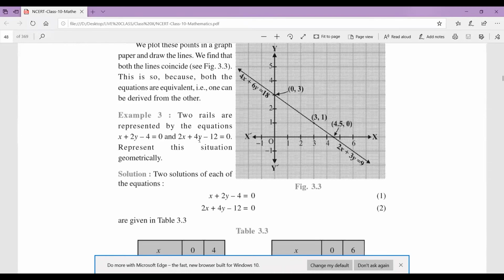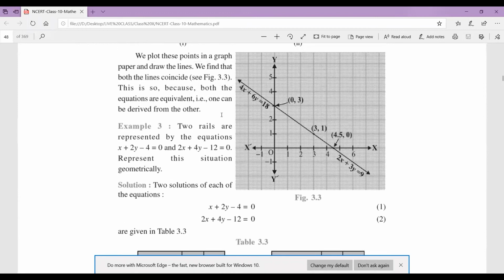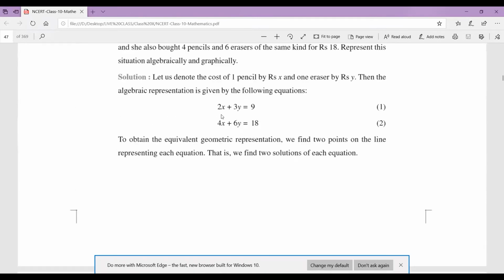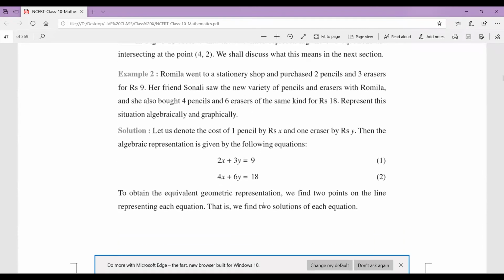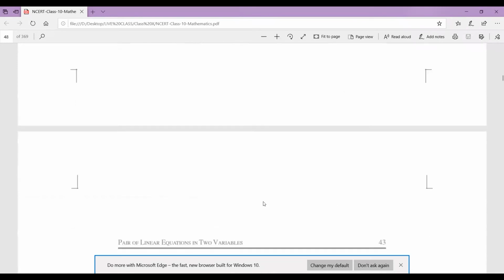Yeah, Akshita. Sir, I have a doubt in example 2. Yes, what is your doubt? Sir, how did 1 and 3 come in equation 1 and 2?